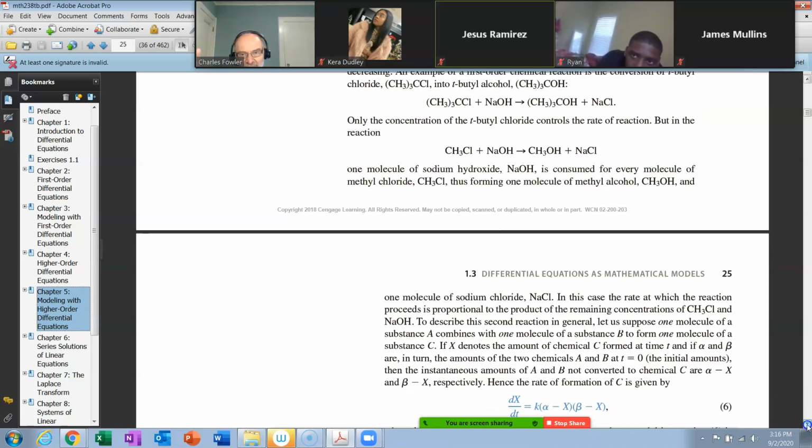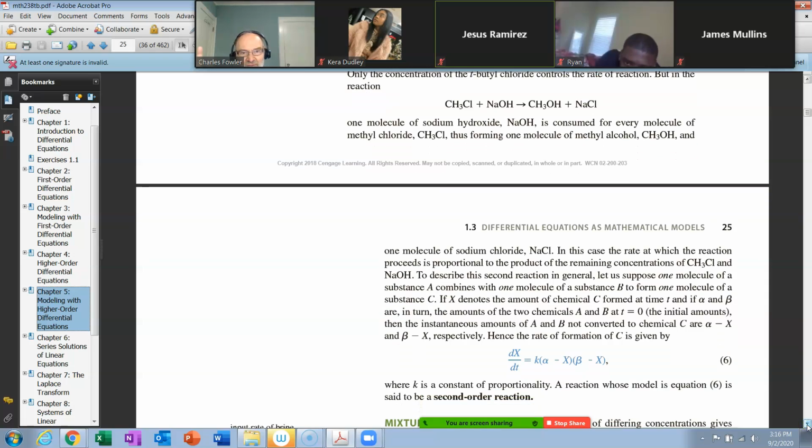On the other hand, what if you had another situation where dx/dt was equal to k times (alpha minus x) times (beta minus x)? Here, alpha and beta are amounts of two chemicals, A and B, in initial amounts. Then the instantaneous amounts not yet converted to chemical C would be alpha minus x and beta minus x. Therefore, the rate would be dependent on what's left that hasn't been converted.